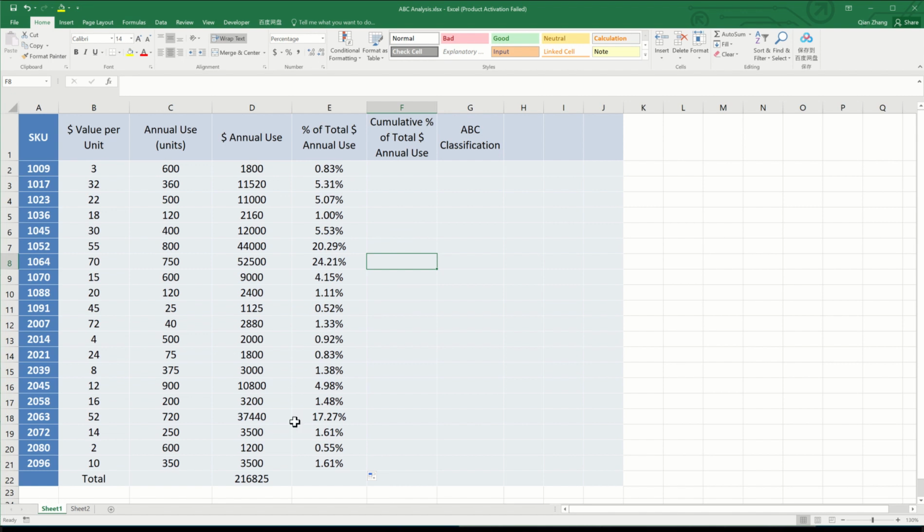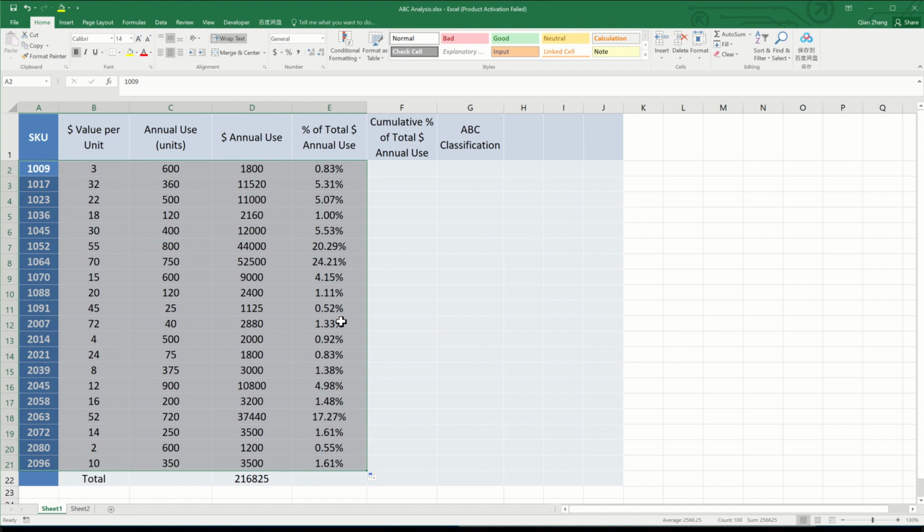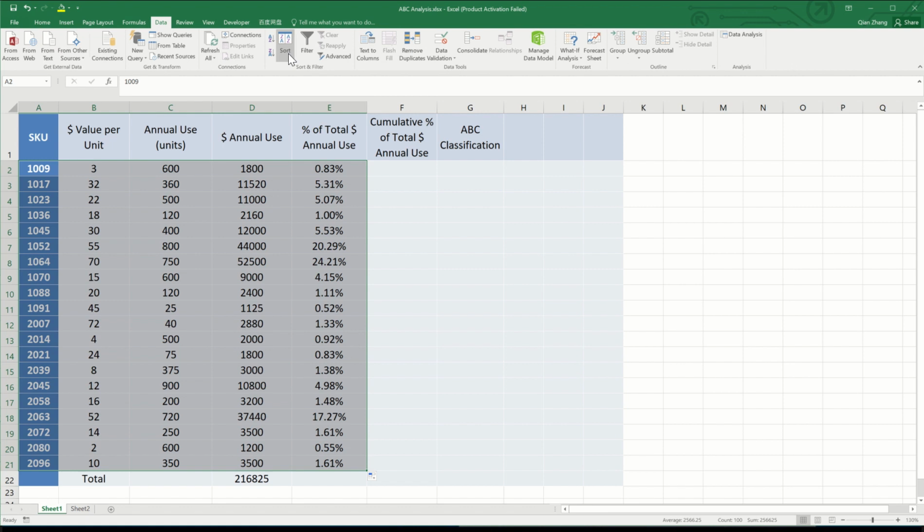And then we can move to the third step. We need to rank. You don't need to rank manually. You can use the sort function in Excel to help you rank all of the information you have. So we choose all the information we want, find the Data tab here, and click on Sort. This is the Sort function.